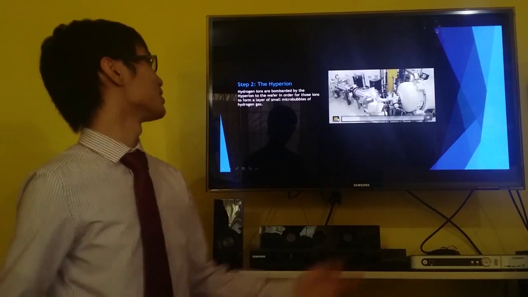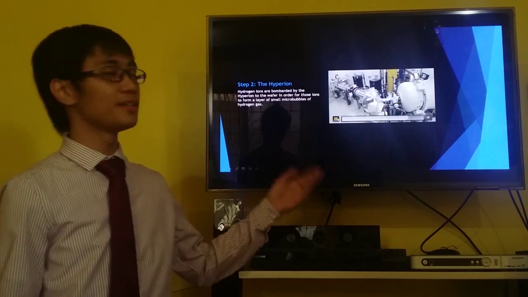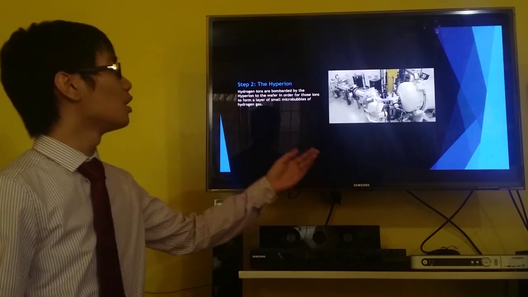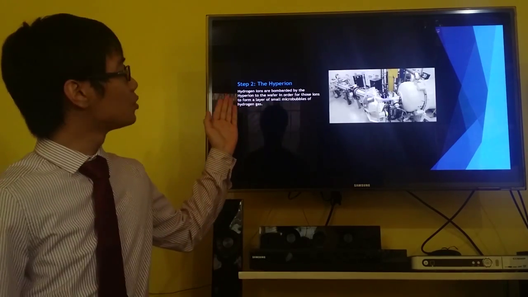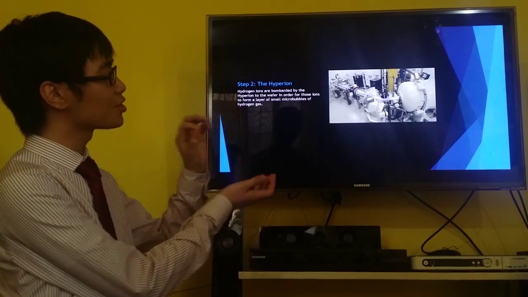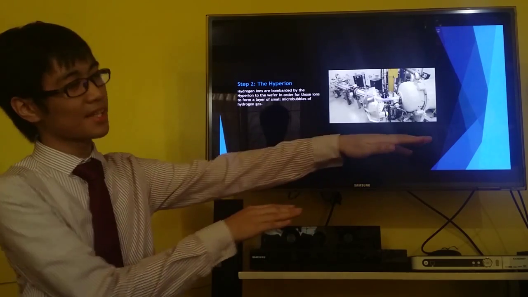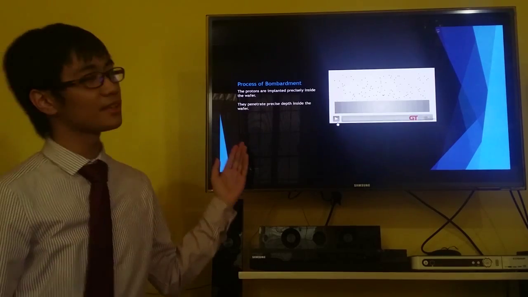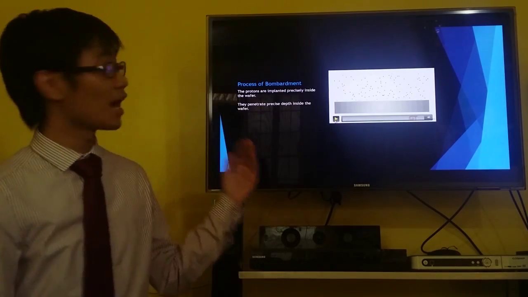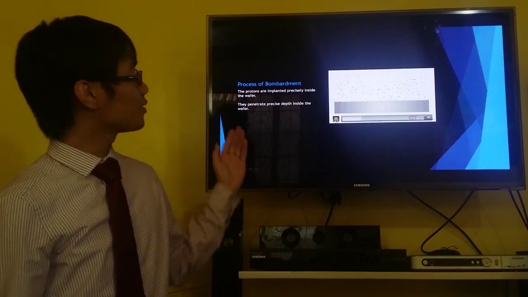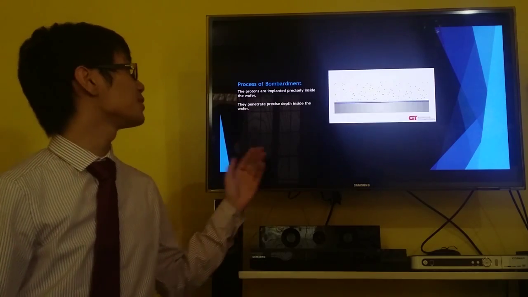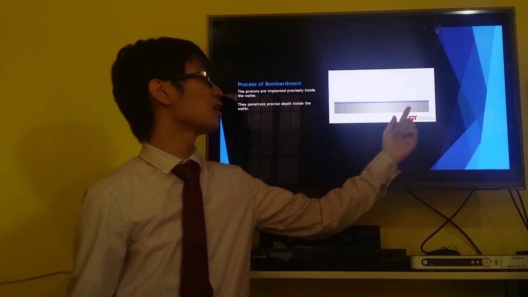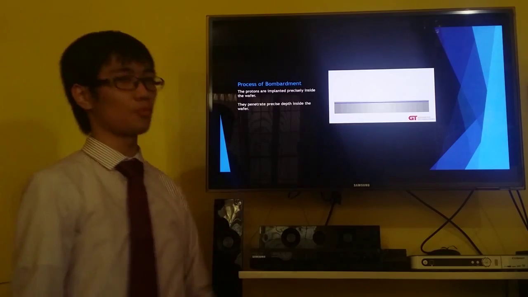The Hyperion. Hydrogen ions are bombarded by this device. The Hyperion implants the hydrogen atoms in a precise layer beneath the surface of the wafer. The protons are implanted precisely inside the wafer by the Hyperion, and they penetrate to a precise depth inside the wafer, as you can see. And you'll see in the next step why.